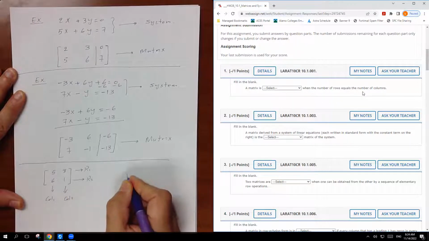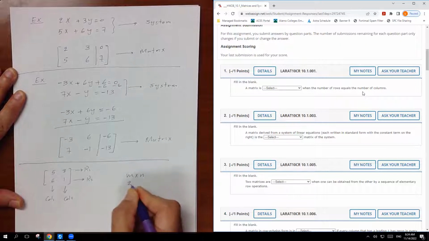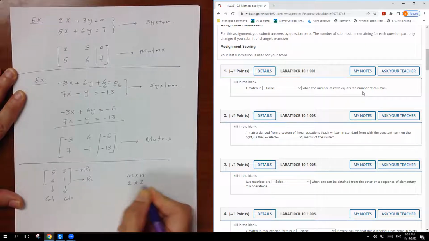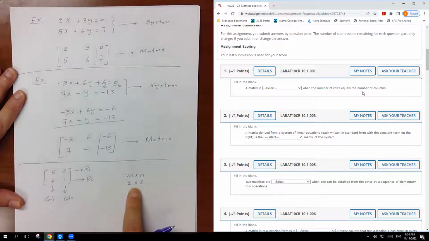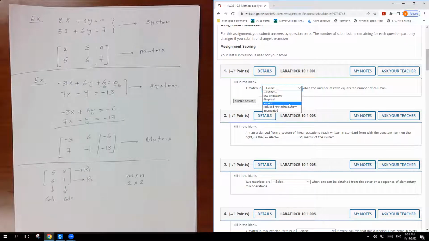That means m times n. You're not going to multiply these two numbers. This is the degree of the matrix. That means we have 2 rows and 2 columns. Do not multiply these two numbers. 2 rows, 2 columns. When you have the number of rows equal to the number of columns, this matrix is called a square matrix. So you're going to choose square matrix. That's it for this one.